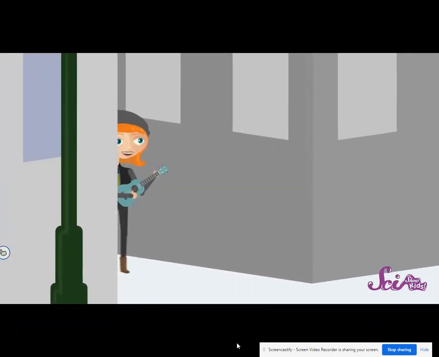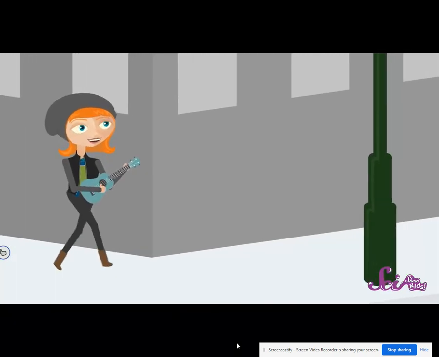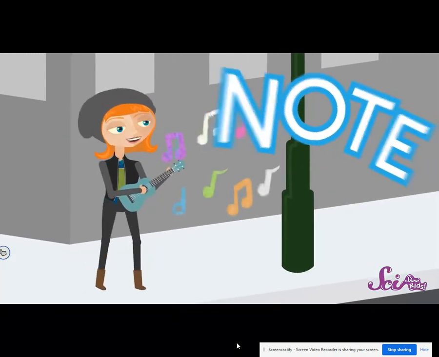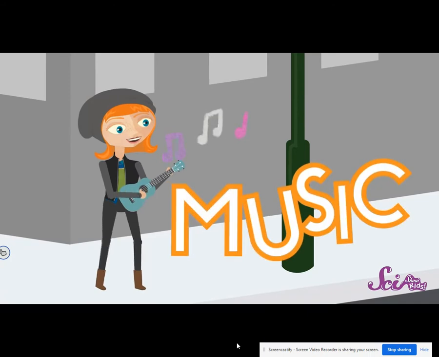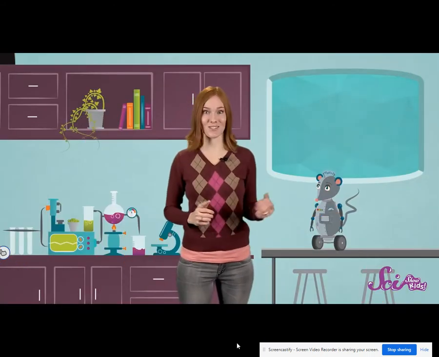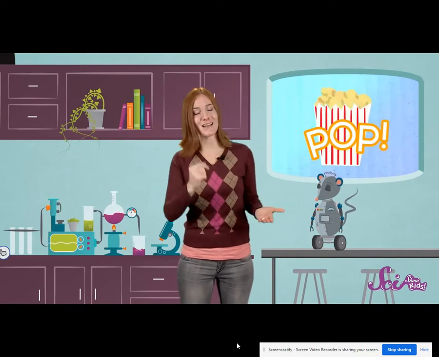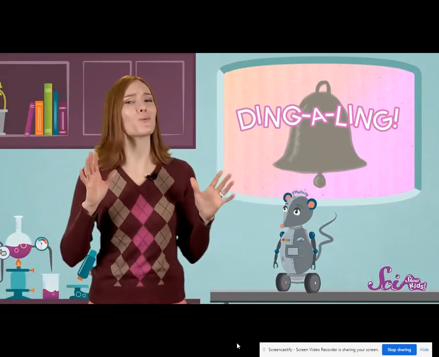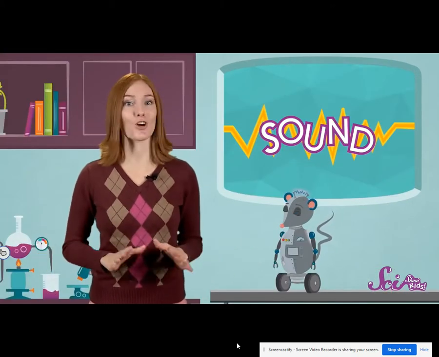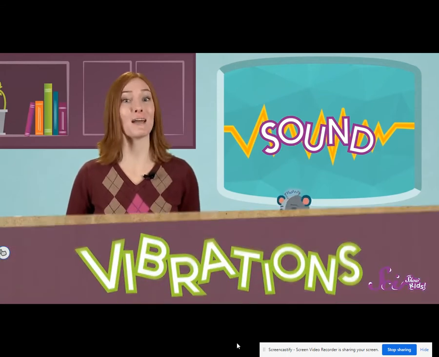And if a sound is made by an instrument like a piano or a ukulele, we call it a note. And we call lots of notes together music. And some words are kind of like the sounds themselves. Like when fireworks go boom, popcorn pops, and bells go ding-a-ling. It doesn't matter what makes a sound though. All sounds are made the same way, through vibrations.